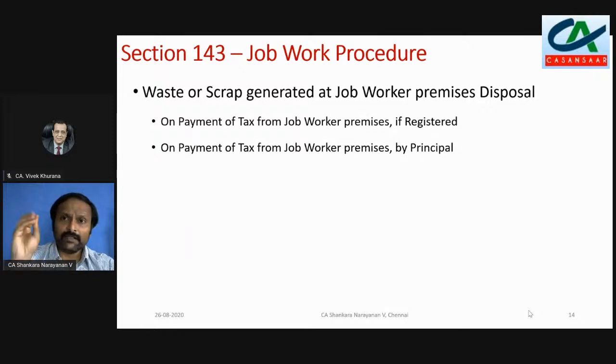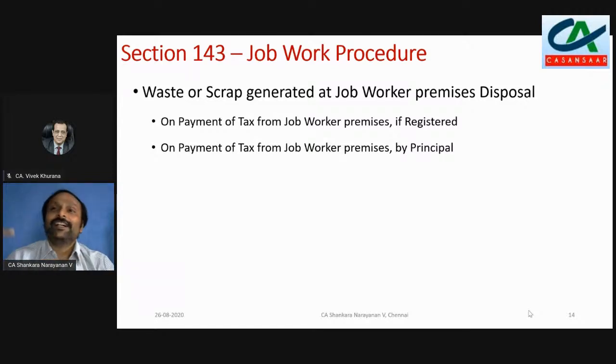If these end parts and scrap are going to be dispatched from the job worker's premises, it's fine. It should be under our invoice. It should be an invoice of the principal. It cannot be by the job worker's invoice, because the job worker is not the owner of that scrap. It is I who is still the owner of the scrap. But in that case, if it is going to be supplied from the job worker's premises, then we have to go back to the condition that the job worker has to be a registered person, or the job worker's premises should have been added as my additional place of business. Else, I'll be in trouble.